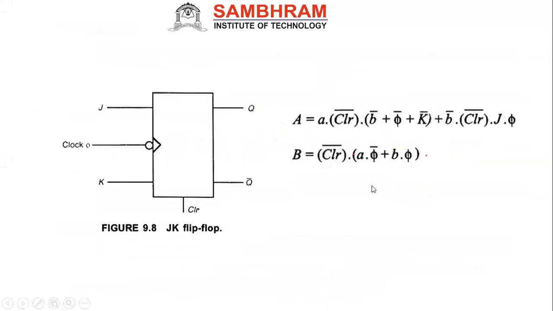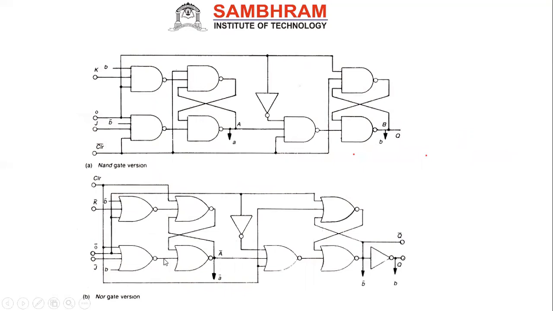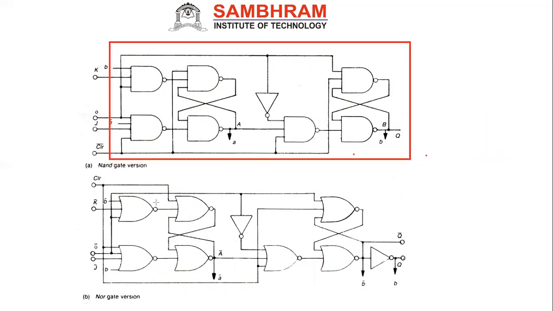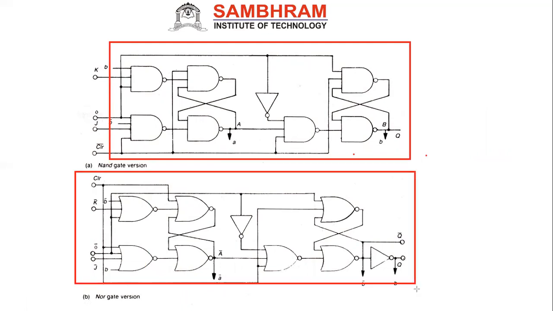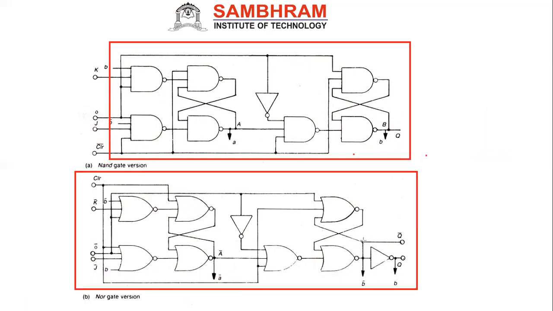Now this is a simple JK flip-flop diagram. Now this is a Boolean characteristic equation. You know how to get this expression. This is an AND gate version. This is a NOR gate version, which you studied in your logic design. This is your NAND gate version of your JK flip-flop. This is the NOR gate version of your JK flip-flop. You might have studied both in your logic design, so I don't want to go into much detail.